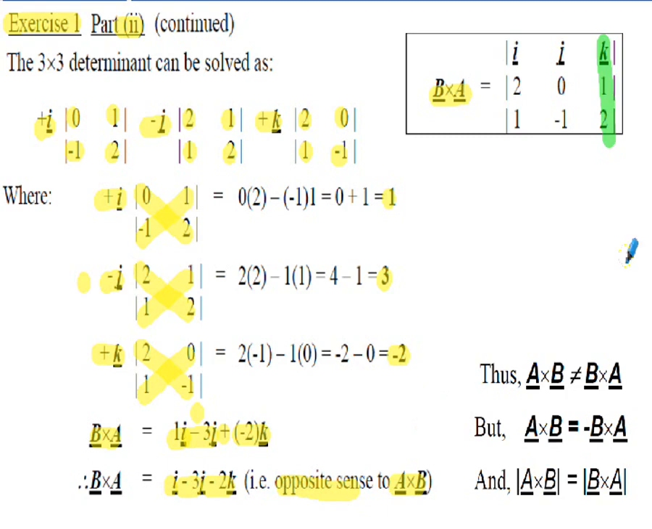So as a summary for exercise 1, parts 1 and 2, we can now say that vector product A cross B does not equal B cross A, but vector product A cross B does equal minus B cross A, or the magnitude of vector product A cross B is equal to the magnitude of vector product B cross A.